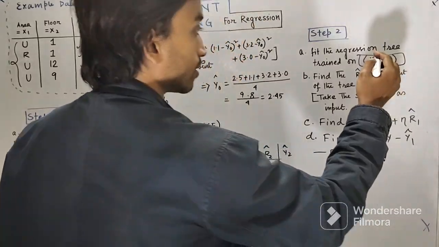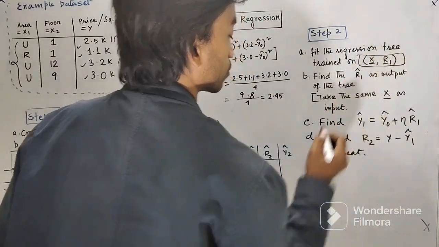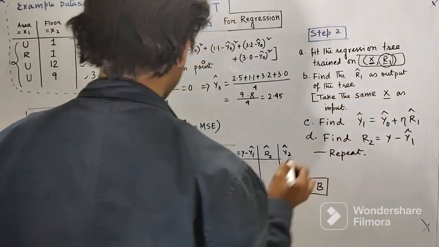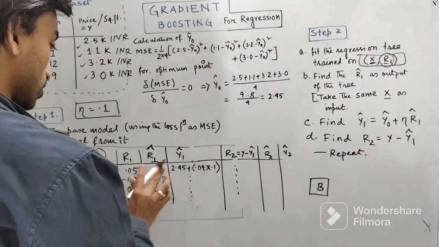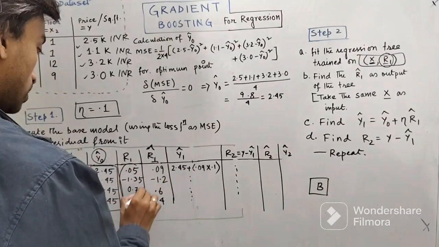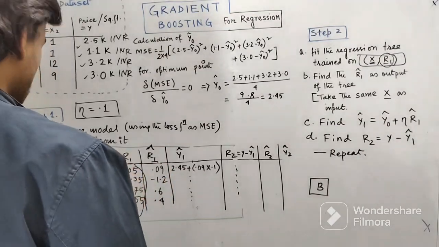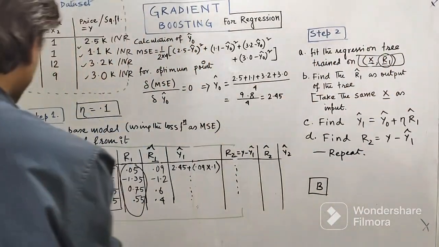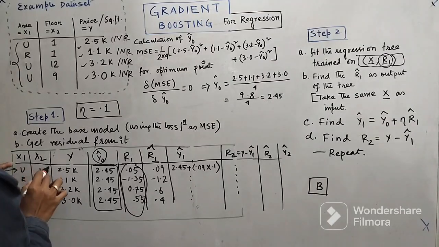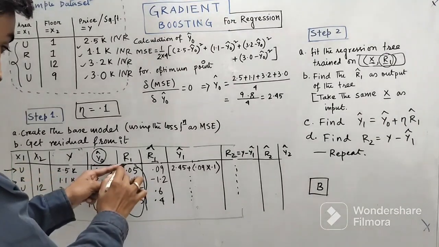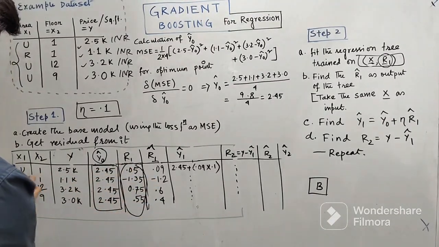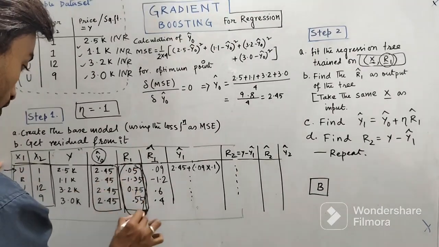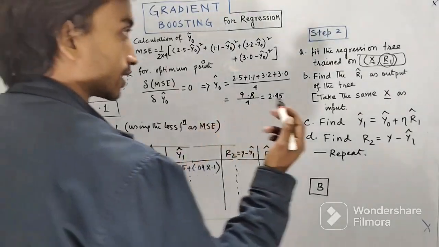This is the input and this is the output. What will be the output in this training? That is your R1. For this particular R1, you have to train it over here, correct? So for this, what will be your input? That will be the same. These two columns will be the input and this will be the output in this regression tree setup.